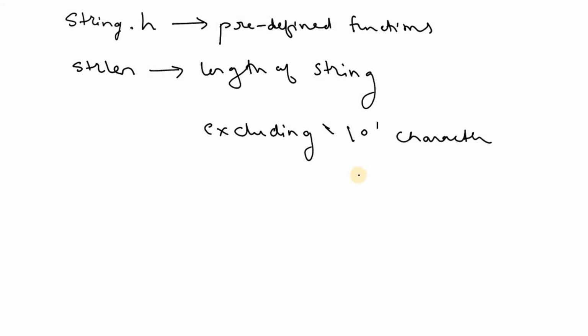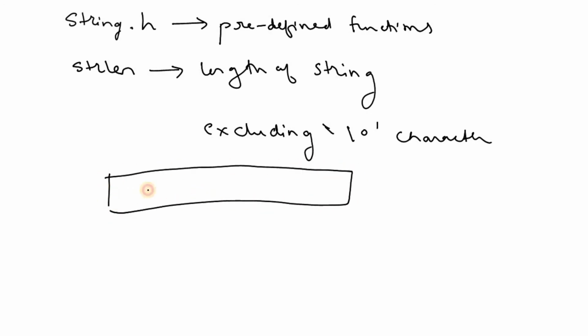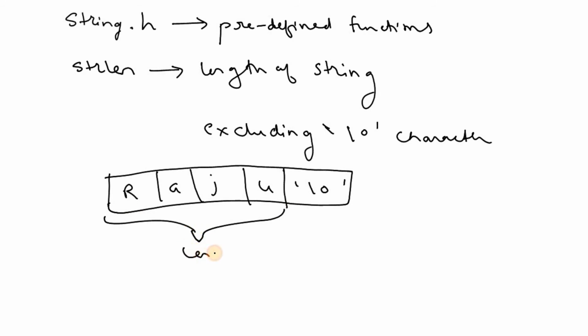For example, taking any name, Raju, the last character is a null character, but the length is only 4. Whenever I show you the exact program, you will see how exactly it defines the length, string length.